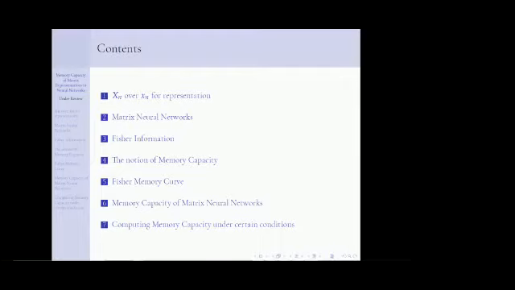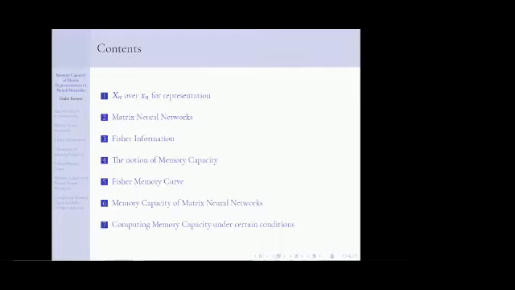Then comes the notion of memory capacity, which will use Fisher information, of course. And again, this comes quite naturally if you understand the notion of Fisher information. And this is the point of beauty that I was talking about, how Fisher information is transcendental in a certain sense, that it leads to a notion of memory capacity.